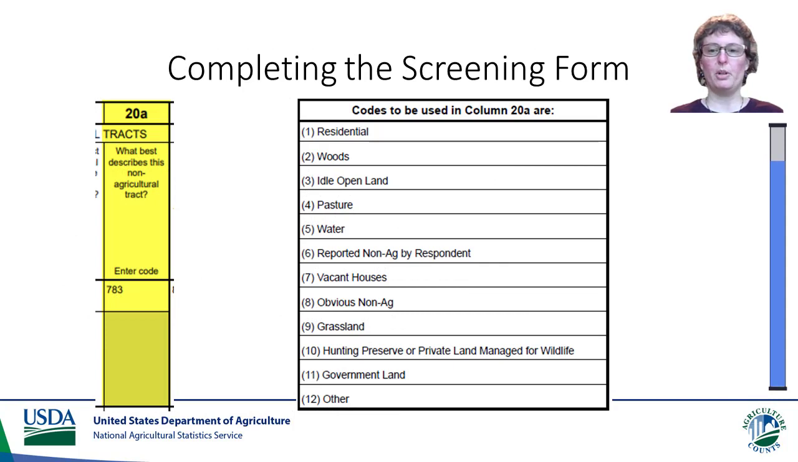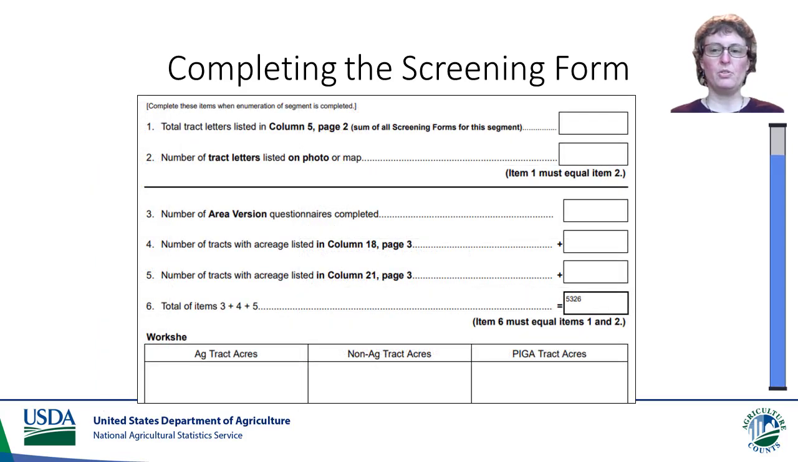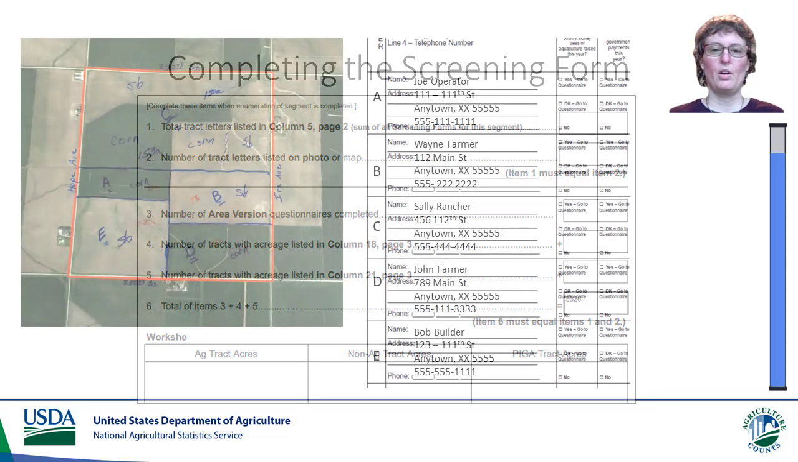The last column required for non-ag tracts is column 20A. Values for this column can be found in the interviewer's manual or on the back page of the screening form. This value should correlate with the description you recorded in column 18. Here are the codes for column 20A as listed on the last page of the screening form. The back of the screening form will be completed after data collection, so we'll review that in another video.